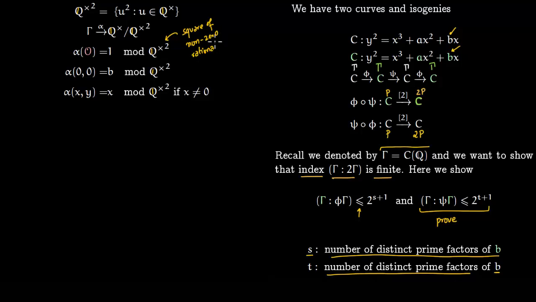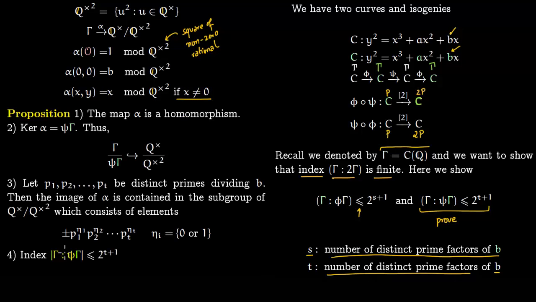And for the last part you have to notice that this x is not equal to 0. So this is the big proposition we will prove. First thing we will show is that the map alpha is a homomorphism. Then the second thing is the kernel of alpha is precisely psi of this green gamma. So this is precisely the kernel of the map.